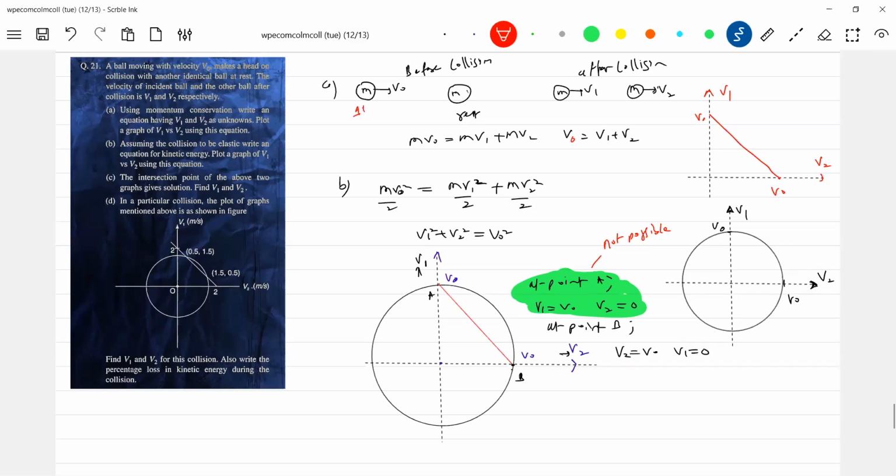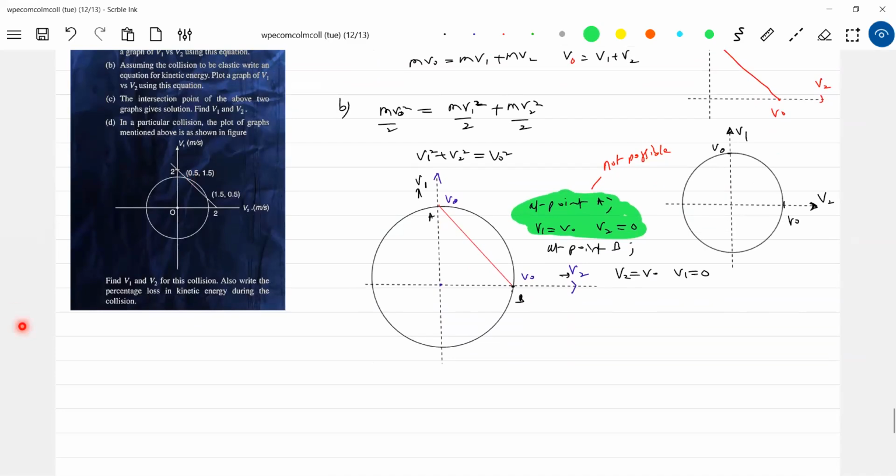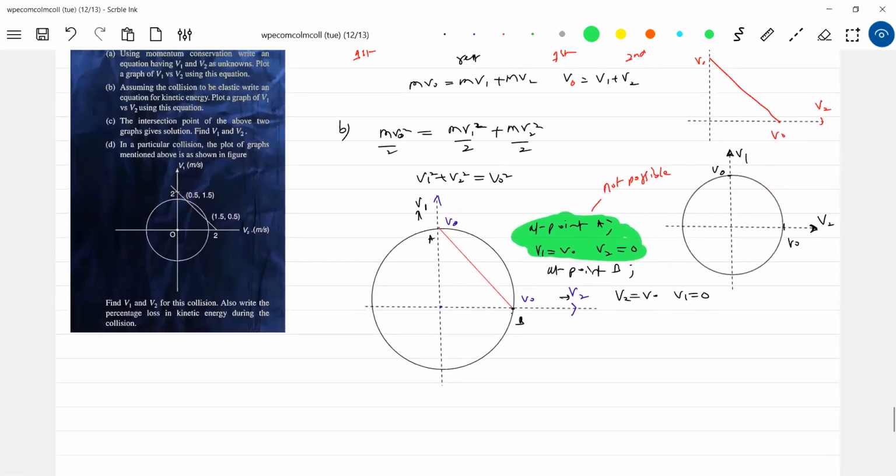Okay, now let's get into it. So there's a first particle, there's a second particle. Now the idea. So he has brought a question for us. In a particular question, the plot of graphs mentioned above is as shown. What is the meaning of this? Find v1, v2 for this collision. Also write the percentage loss in kinetic energy during collision. There's a part C of the problem.